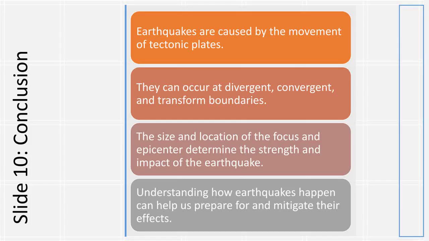We have reached the final slide, where we will summarize the key points of our discussion. Earthquakes are caused by the movement of tectonic plates and can occur at divergent, convergent, and transform boundaries. The size and location of the focus and epicenter determine the strength and impact of the earthquake. Understanding how earthquakes happen is essential for us to prepare for and mitigate their effects. By being aware of the risks and having proper safety measures in place, we can minimize the damage and loss of life caused by earthquakes.